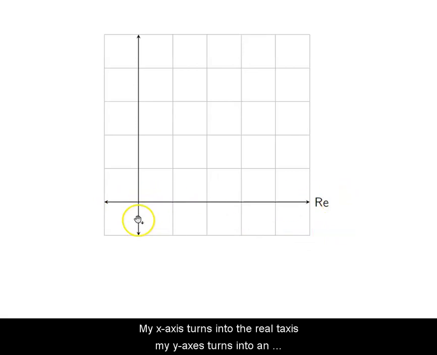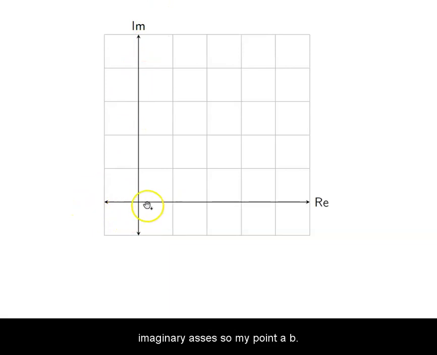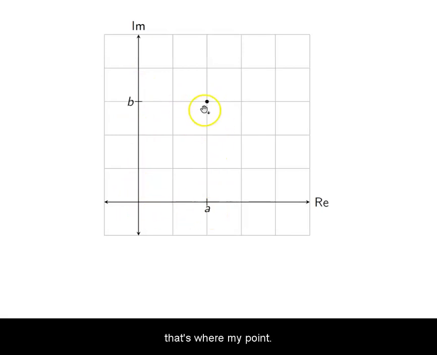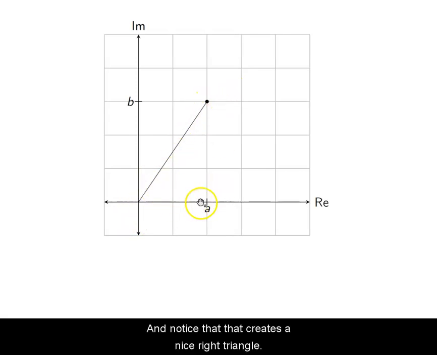So if we put this on a graph, my X axis turns into the real axis. My Y axis turns into an imaginary axis. So my point AB lies A units away from the origin and B units up from the origin, right? So I go over A and I go up B, and that's where my point will land. I draw a line from this point to the origin, okay? And notice that that creates a nice right triangle for me, right?